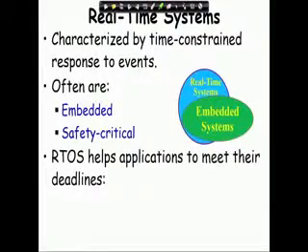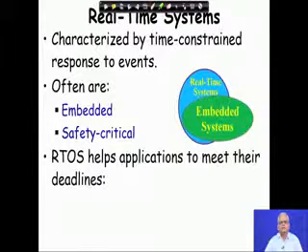So, the next question is, what is the role of the real time operating system in these real time systems? Actually, the primary purpose of real time operating systems is to help the tasks meet their deadlines. There are other features of the real time operating systems, as you will see, but the primary feature of a real time operating system is that it lets real time applications meet their deadlines.